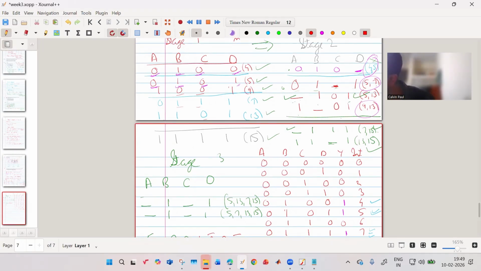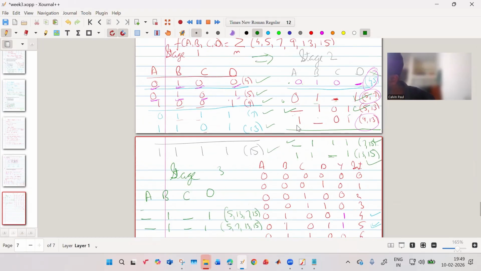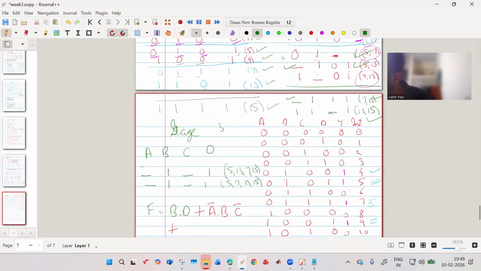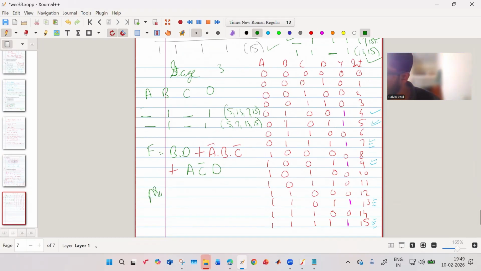Okay, 5 and 7 also is done. So only 9 and 13 is left. So A plus 9 and 13 corresponds to A C bar D plus A C bar D. Okay. So now we have found out these are known as your prime implicants. What is really essentially necessary for you to get this output?